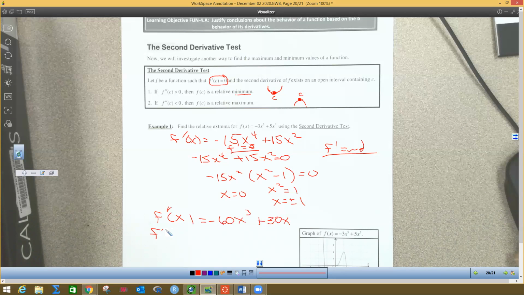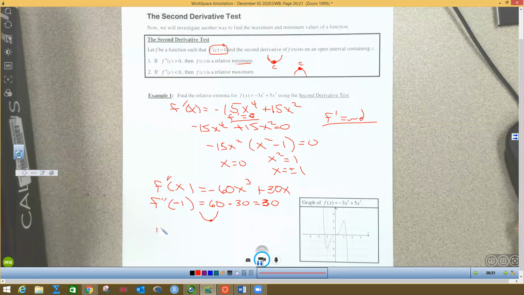So I'm going to find what the value is at negative 1. If I plug negative 1 in here and cube it, negative 1 cubed is negative 1 times negative 60 is 60. And negative 1 times 30 is negative 30, and I get a positive 30. What that tells me is this graph is concave up, because this is greater than 0. Greater than 0 means concave up. So that means at negative 1, I have a graph going like this. So that means I have a minimum at x equals negative 1.